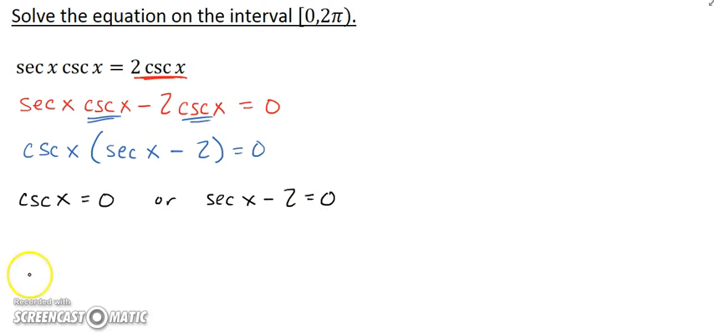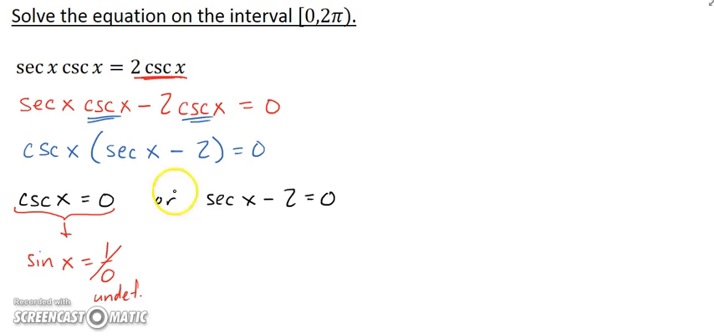So I'm at a point where I'm looking for a couple of things here. I want to know where the cosecant of x equals 0. If the cosecant of x is 0, that tells me that the sine of x would have to be its reciprocal, right? But what's 1 divided by 0? Well, it doesn't have a value. It's undefined, right?